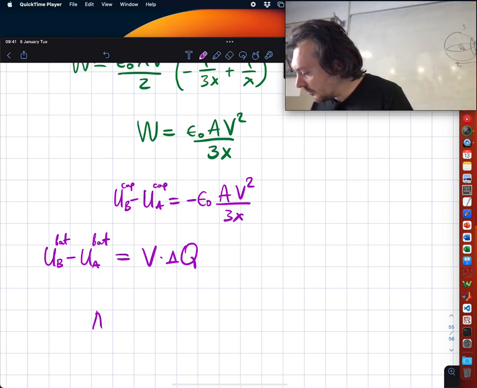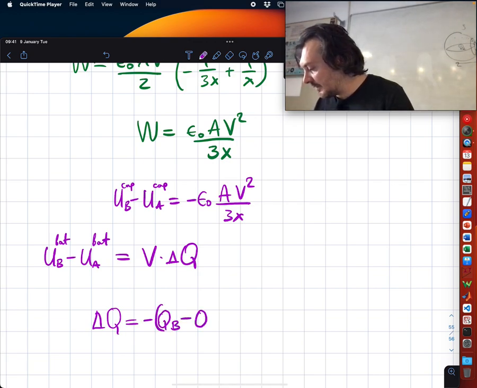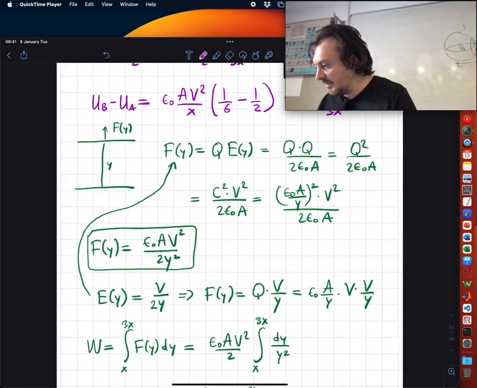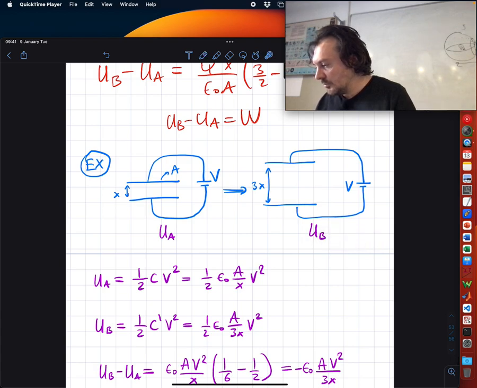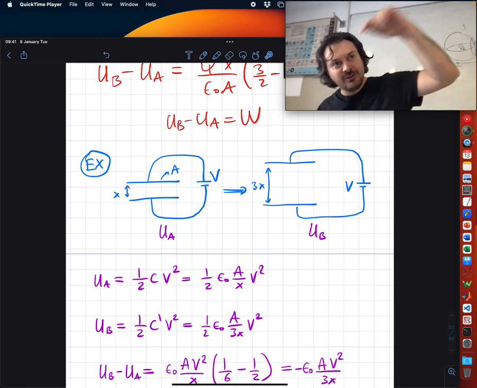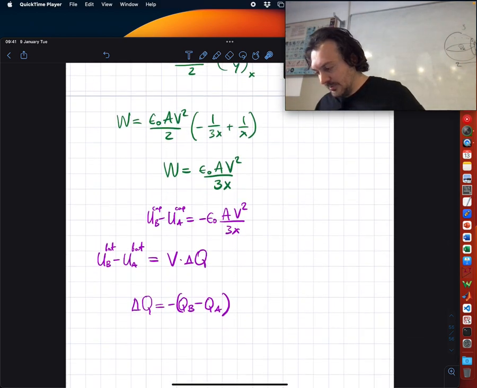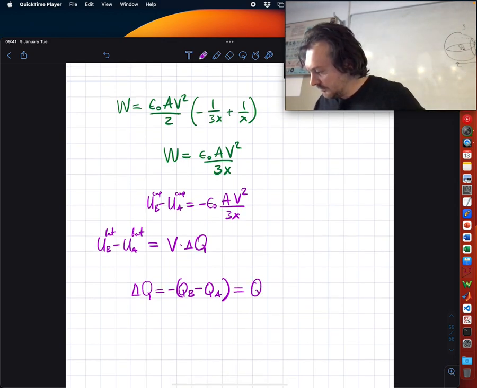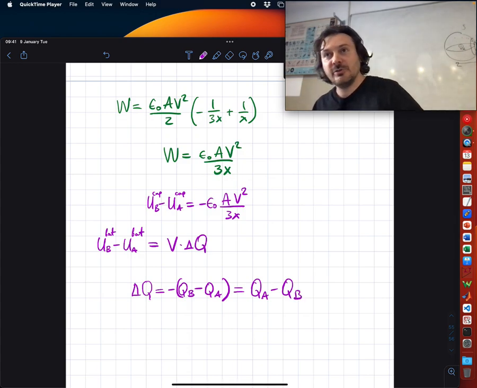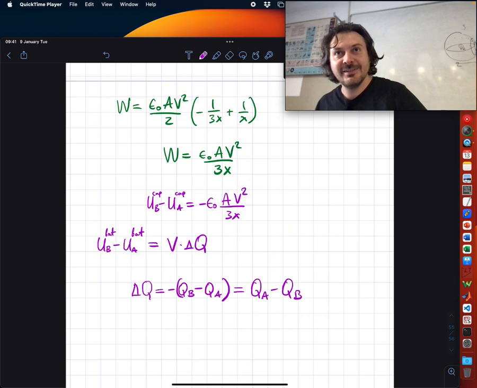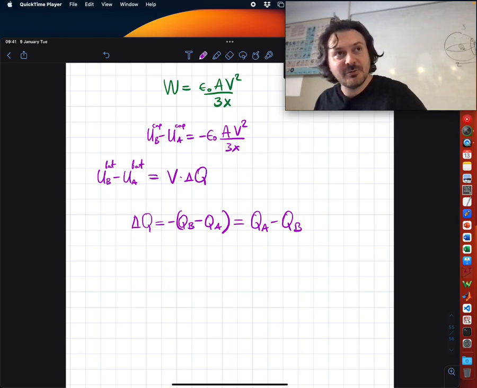So what is delta Q? Delta Q is not QB minus QA, it's QA minus QB, because you had some Q here, then you have less Q here. So more Q minus less Q is equal to the charge that went to the battery. Are you totally and irreversibly confused? Yes. Okay. Good. So go home and get unconfused, please.